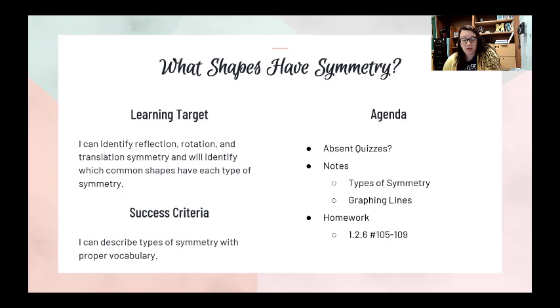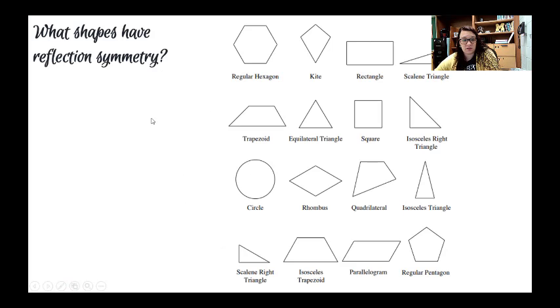Let's jump in and first look at what shapes have reflection symmetry. So I've got a bunch of shapes here, and what I want to think about is reflection symmetry. Reflection symmetry is when there's an axis of symmetry, and the way I think of it is, if it could be folded and land on itself, then it has reflection symmetry.